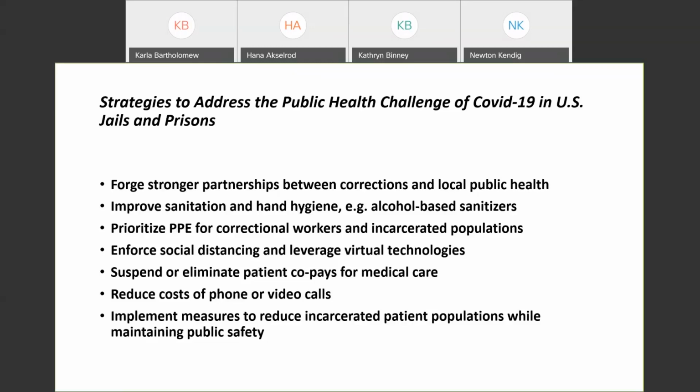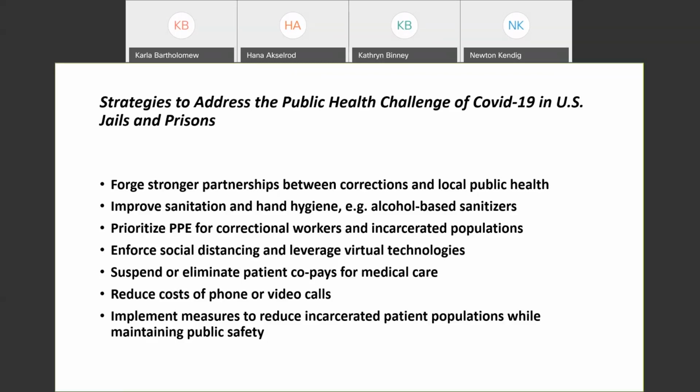We need to improve sanitation and hygiene. That may mean being more liberal with alcohol-based sanitizers, which are largely either prohibited or limited for security reasons. And you're starting to see even judges say, no, these sanitizers must be made more available to incarcerated populations. We need to prioritize PPE for congregate settings. That includes our correctional workers and our incarcerated patients. We shouldn't be at the bottom of the list for difficult-to-find PPE. I would argue congregate settings should be at the top of the list for where we need it most.